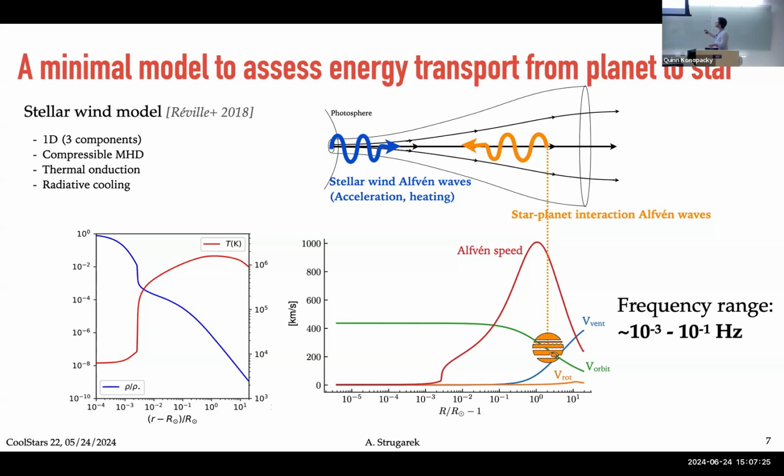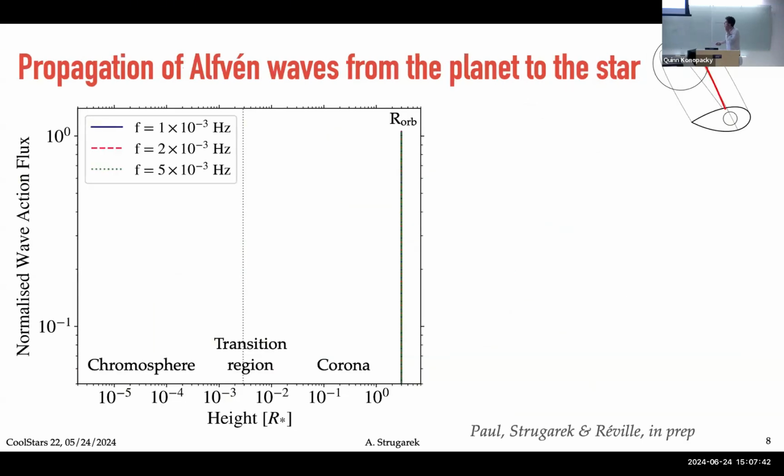If you compute the typical frequency range of the Alfvén waves triggered by this exoplanet in orbit, you reach values between 10 to the minus 3 and 10 to the minus 1 Hertz. These are actually comparable to the typical frequency you expect from Alfvén waves from the photosphere. So what we've been doing with Argo Paul, a postdoc in my group, is trying, in this very simple 1D model, to assess how much of the wave energy can actually go back to the chromosphere. This is a movie. You have the orbital phase. You launch some Alfvén waves here. This is the wave action flux.